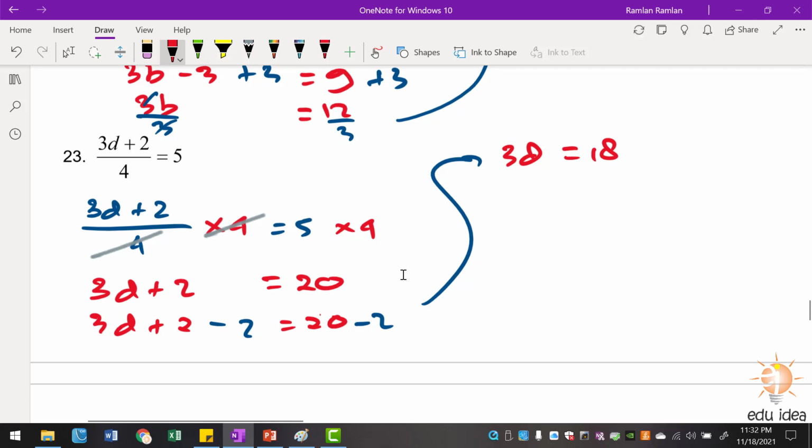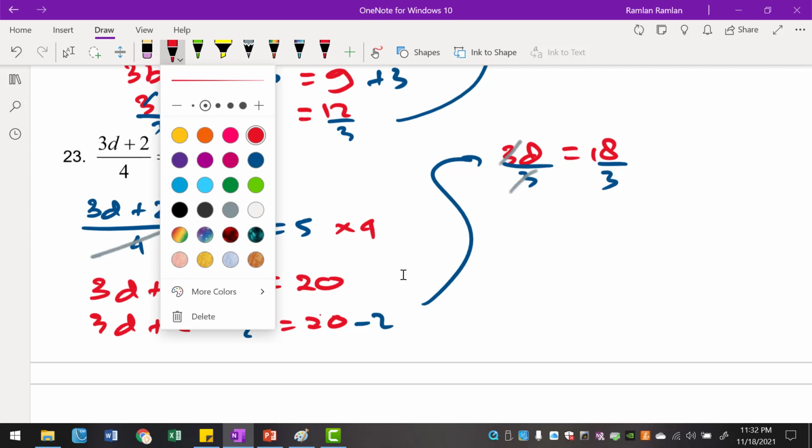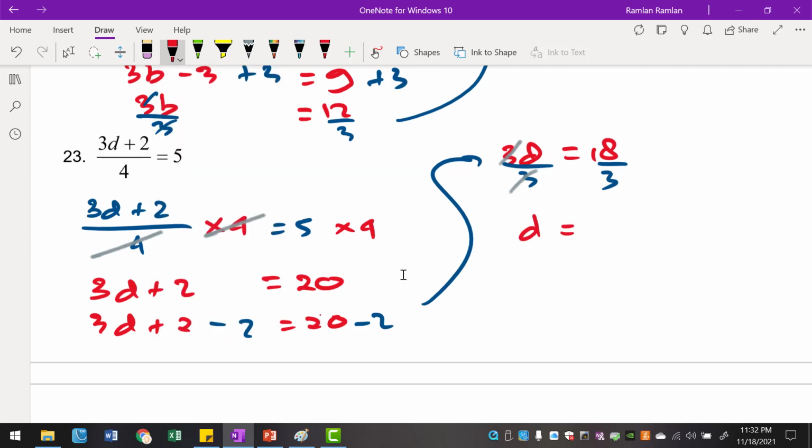And then again, I would like to get rid of this 3 just by dividing both sides by 3, so that I can cancel the 3. Now that leaves the d on the left side of the equal sign, and then 18 divided by 3 is equal to 6.